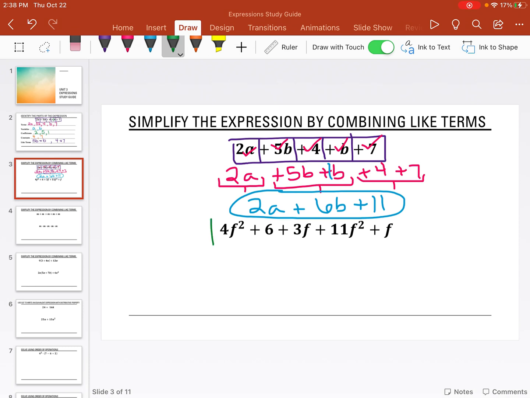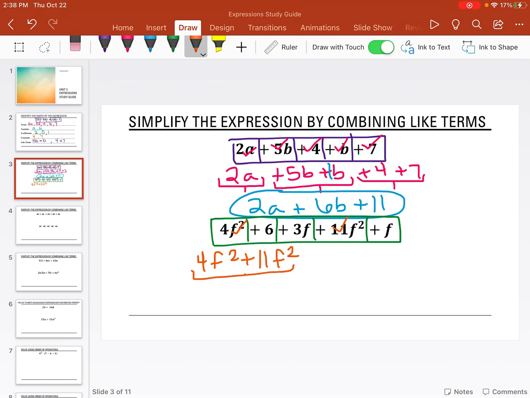Then for our next one, same thing. So I'm going to box my terms. And I'm going to rearrange this using my commutative property. Remember, alphabetical order is normally how we go, and then if there's the same letter but different exponents, you go biggest exponent to smallest. So I'm going to have 4f squared plus 11f squared. There's my f squared family. That is separate from my f family, so 3f plus f. And then finally my constant 6.